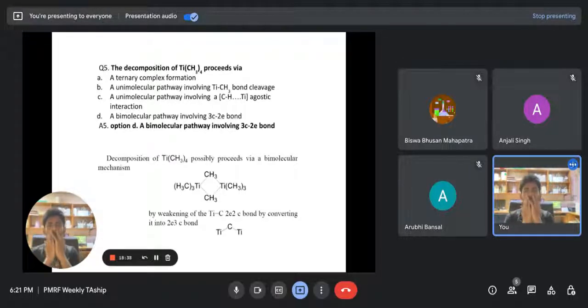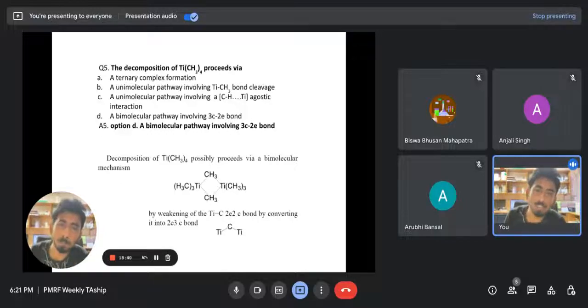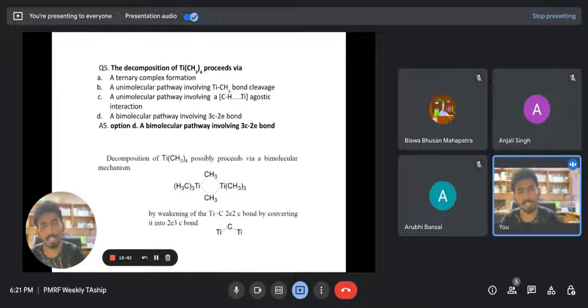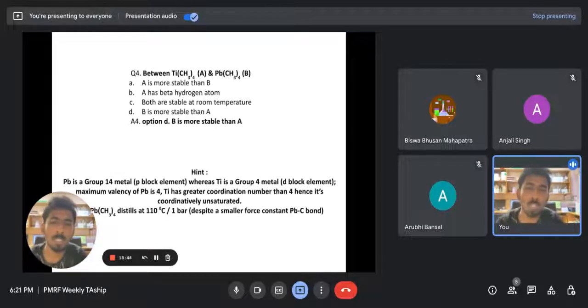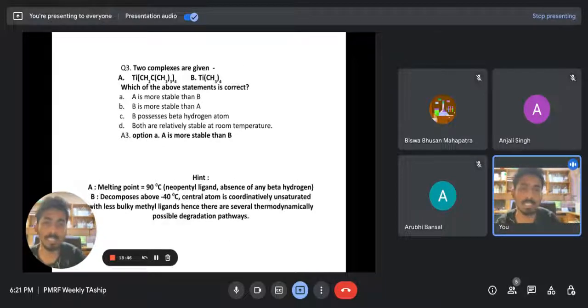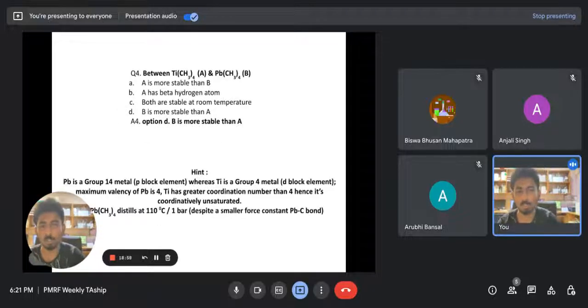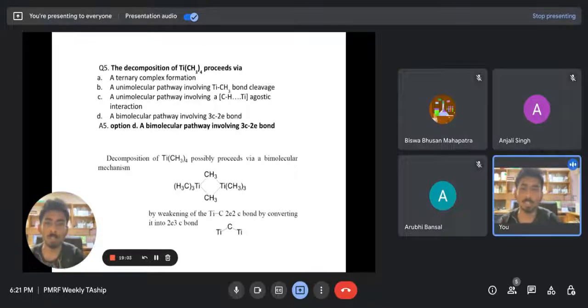Now we're coming to question number 5. There is a decomposition of Ti(CH3)4. In all the previous examples, I have told you that Ti(CH3)4 is quite unstable in nature, because it decomposes above -40 degrees Celsius, it is coordinatively unsaturated with less bulky methyl ligands. In this case also, I have discussed why Ti(CH3)4 is unstable. But now the question becomes, what is the pathway for the decomposition of Ti(CH3)4?